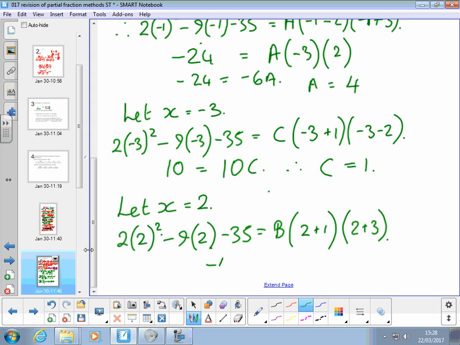Minus 45 is equal to 15, isn't it? 15b. Minus 3, that's 5. 3 5 is 15. Yep. Therefore, b is equal to minus 3.